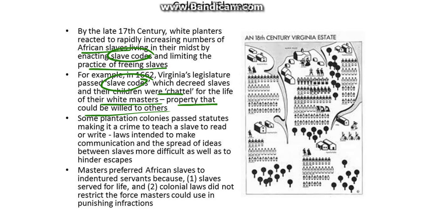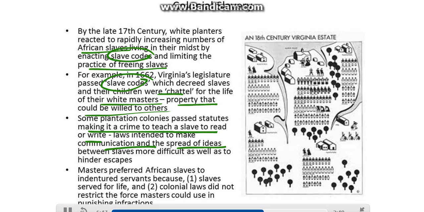Some plantation colonies passed statutes making it a crime to teach a slave to read or write. Laws intended to make communication and the spread of ideas between slaves more difficult, as well as to hinder escapes. Masters preferred African slaves to indentured servants because slaves were owned and served for life, and because colonial laws did not restrict the force that masters could use in punishing slaves for infractions.